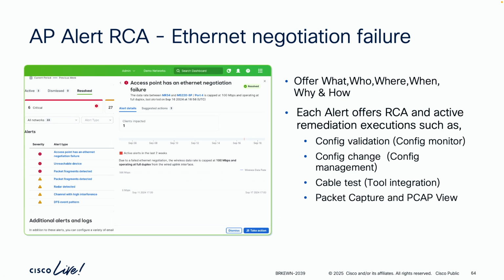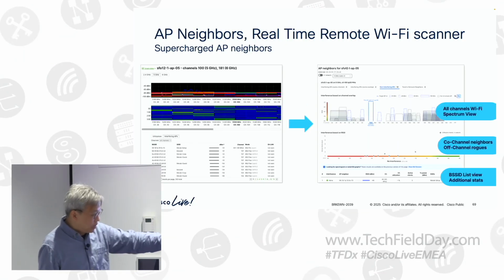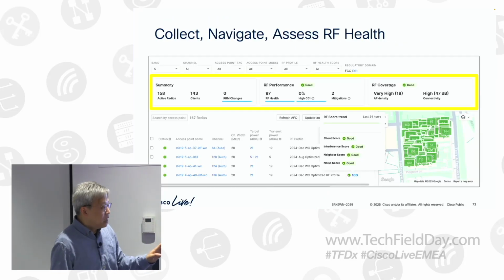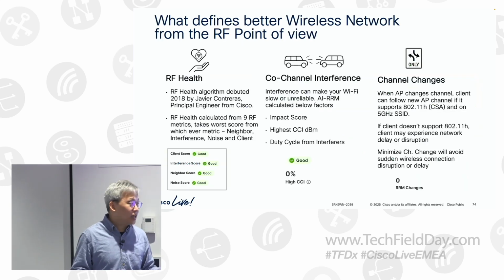Let me cover one last topic because my time is up. I will just cover one part. We have a lot of these things going on, but I will skip that. I just want to cover one thing, the whole AI-RRM story. We've heard enough, right? Okay, it's good, so what? How good is it? How can you convince me, right?